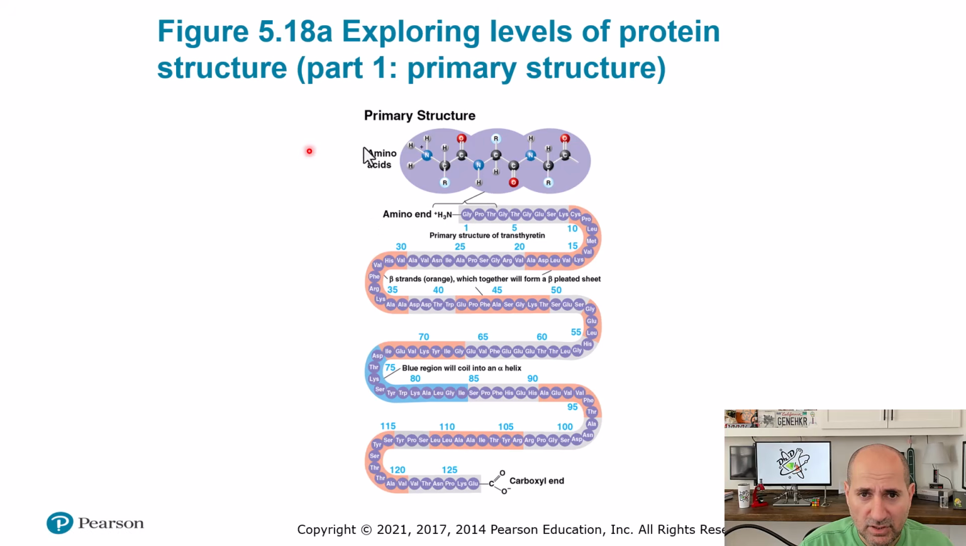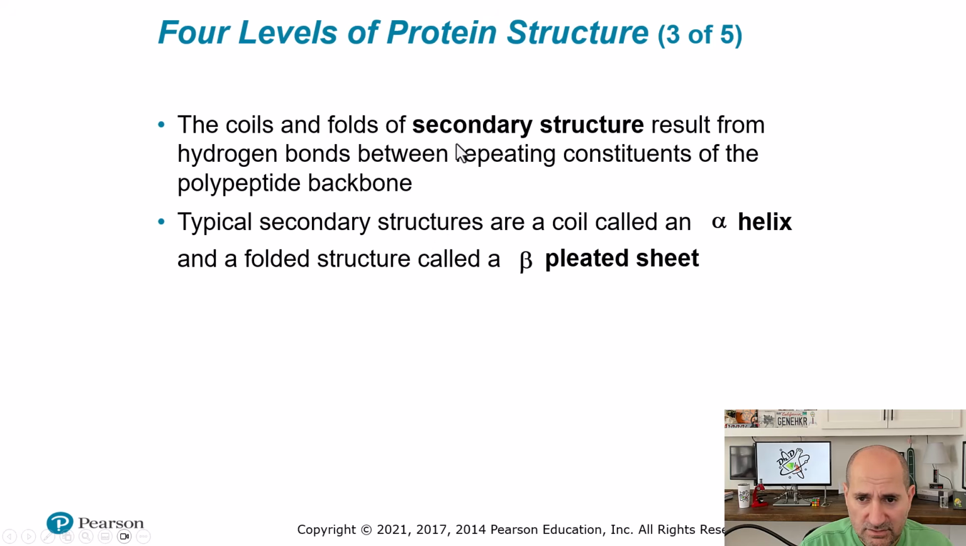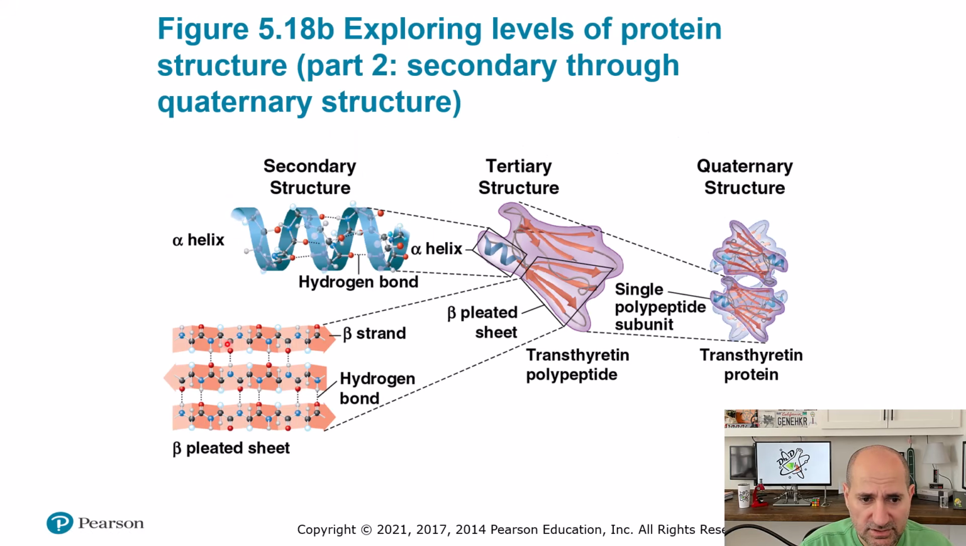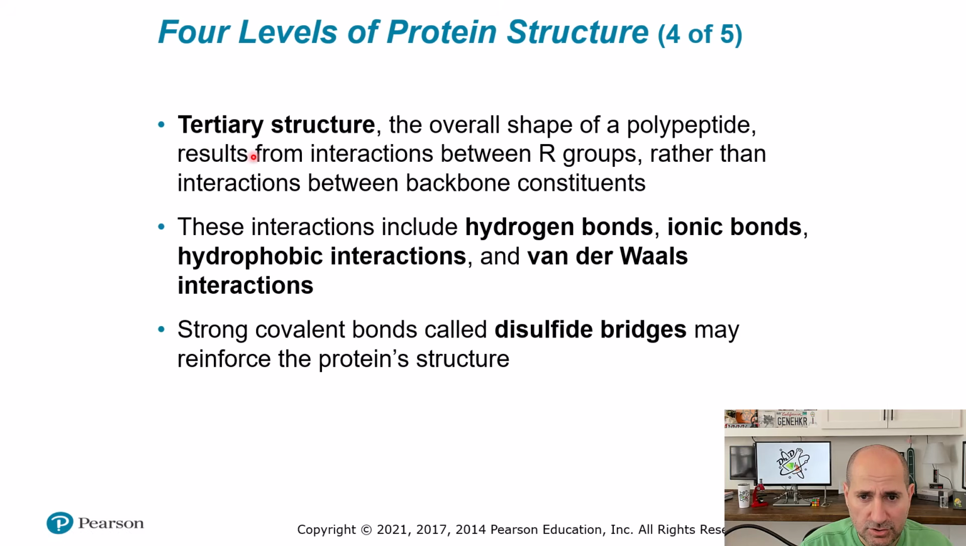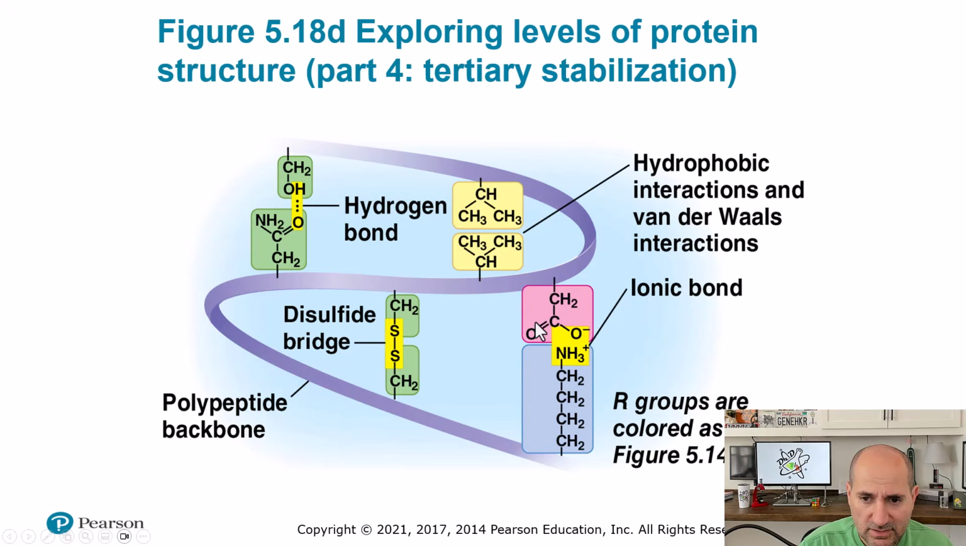So again, primary structure is the list of amino acids in a protein. Secondary structure includes alpha helices and beta sheets. Tertiary structure is the final folded protein. And remember, tertiary structure forms because of R group interactions, including hydrogen bonds, ionic bonds, hydrophobic interactions, and disulfide bridges. See, hydrogen bonds, ionic bonds, disulfide bridges, and hydrophobic interactions.